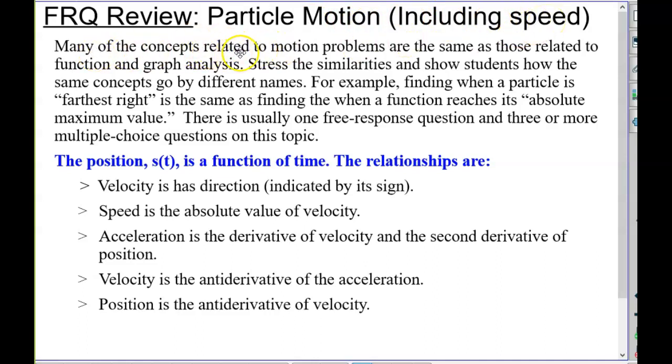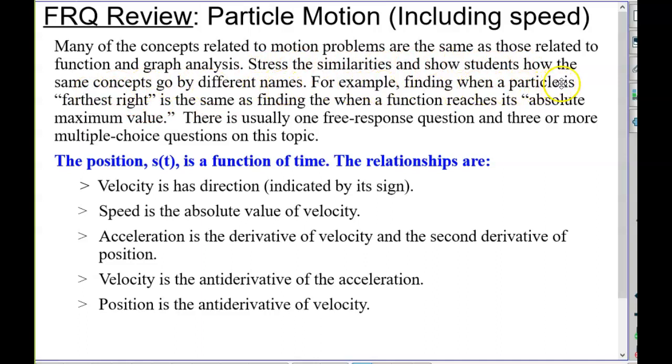So one of the many concepts related to motion problems are the same as those related to function or graph analysis. So remember when we were looking at a graph and we tell you to find a max or a min, is it increasing or decreasing, and it's all based off of the derivative? Same thing with particle motion, except there's context. So they tell us to stress the similarities and show students how the same concepts go by different names.